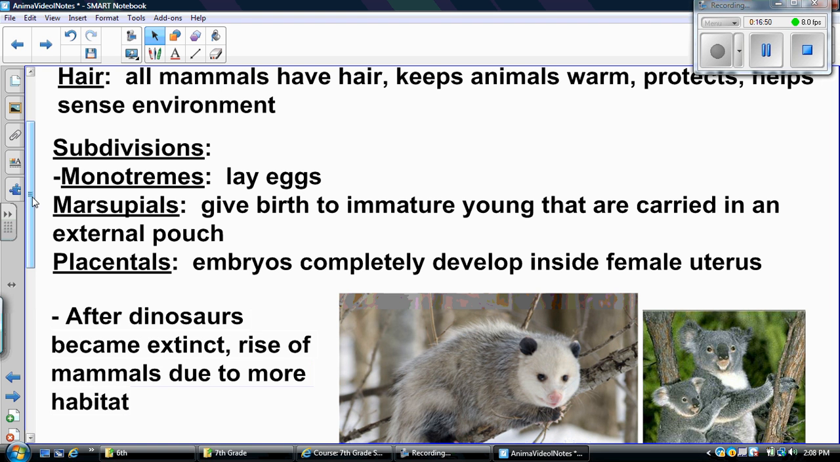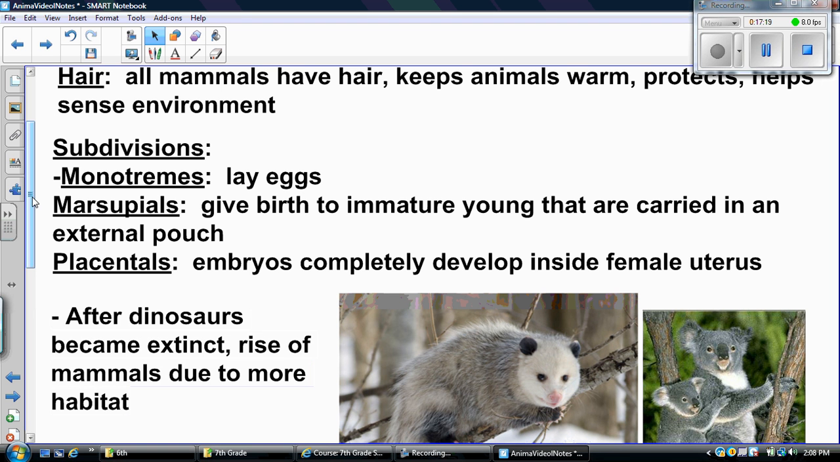Marsupials give birth to immature young that are carried in an external pouch. Placentals, embryos completely develop inside the female uterus. After dinosaurs became extinct, we had a rise of mammals due to more habitat. Before, the dinosaurs fed off these mammals, and they took over the habitat. And that was about 65 million years ago, after the big asteroid impact in the Yucatan Peninsula.